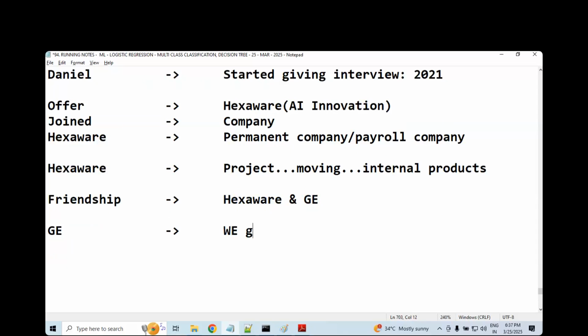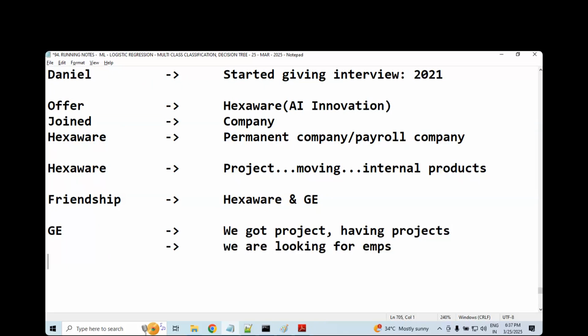We got projects from the client. Otherwise, we are having the projects, but unfortunately, no employment. No employment in the sense employees are existing, but we are looking for employees. The project period will be 3 years.